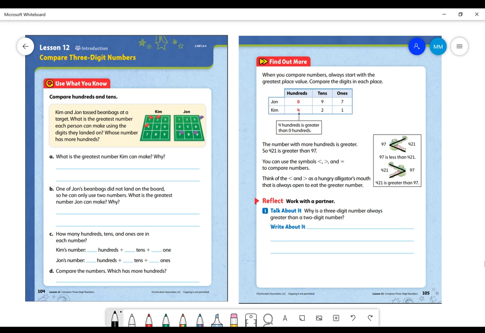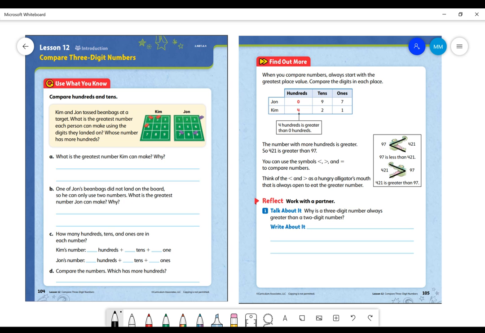It says that Kim and John tossed beanbags at a target. What is the greatest number each person can make using the digits they landed on? Whose number has more hundreds? So let's look at Kim. Kim's beanbags landed on a 1, a 2, and a 4.